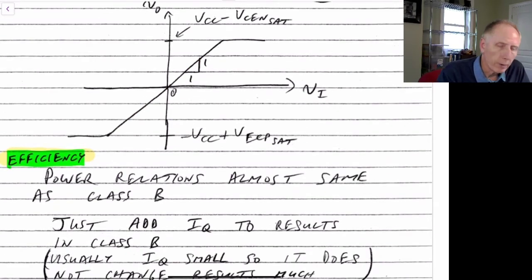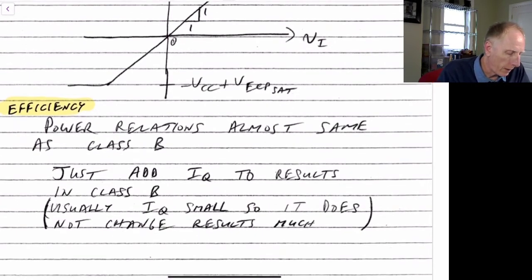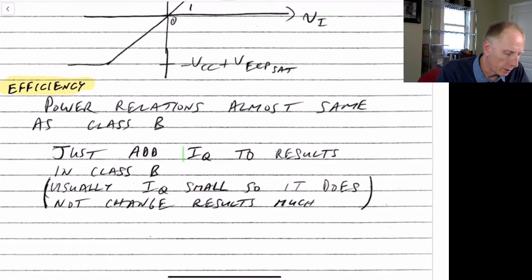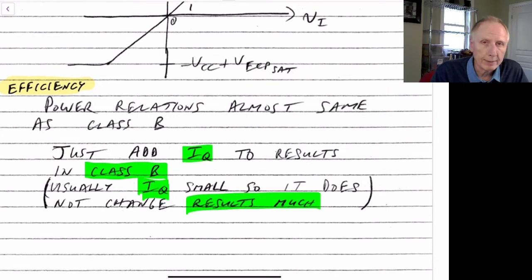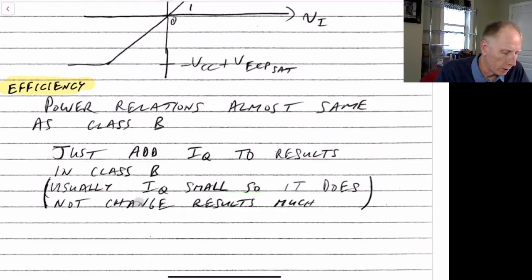So we would like to think about efficiency. How efficient are we compared to the Class B case? Well, it turns out the power relationships are almost exactly the same as the Class B case. So we really don't need to redo those at all. We just need to add a constant current of IQ to our results in the Class B. And normally we make our IQ fairly small so it doesn't change the results much at all. So if we had a 78% efficiency in the Class B, we might have a 77 or 76% efficiency in the Class AB. And it really depends upon how large we choose to make I sub Q. And we'll see some examples a little further on.